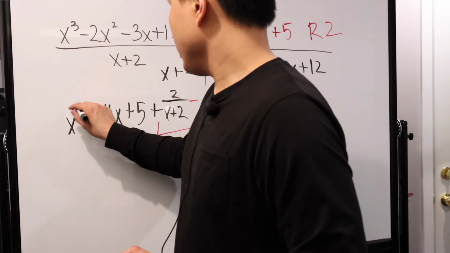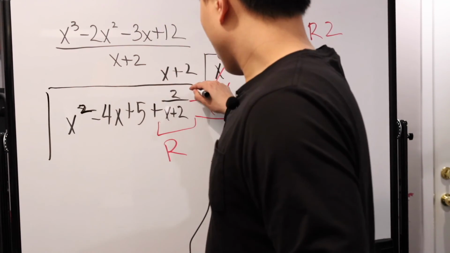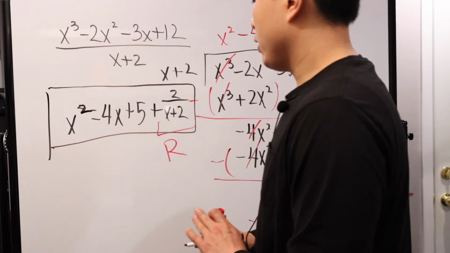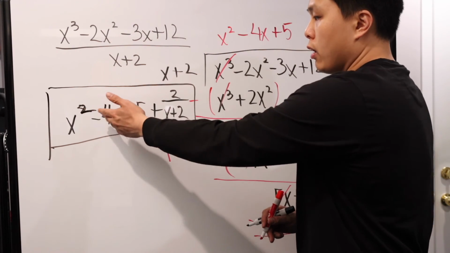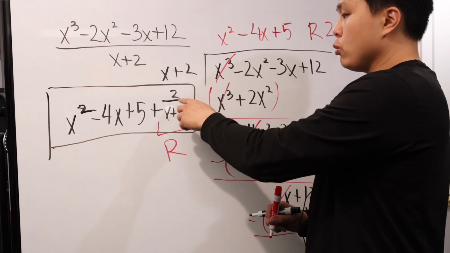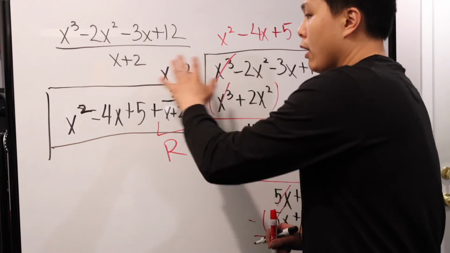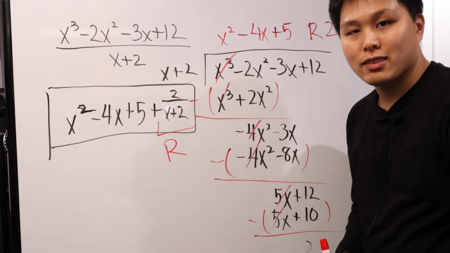Make sure you write this whole thing as your final answer. X squared minus 4x plus 5 plus the remainder 2 over whatever you're dividing by. In this case, x plus 2. Okay, so that would be your final answer.